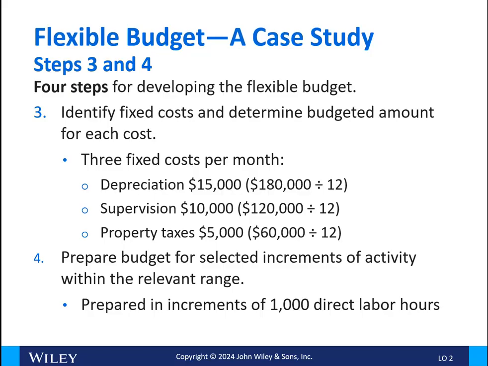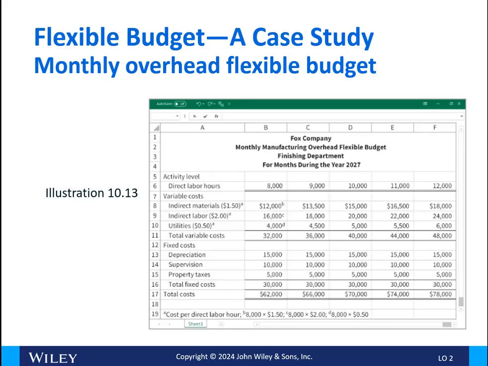Remember, we said the relevant range was 8,000 to 12,000 direct labor hours. So we're going to prepare these in increments of 1,000 direct labor hours. So here's what that would look like. It's the monthly manufacturing overhead flexible budget. We start at 8,000 direct labor hours, and we'll do it for 9,000, 10,000, 11,000, and 12,000.